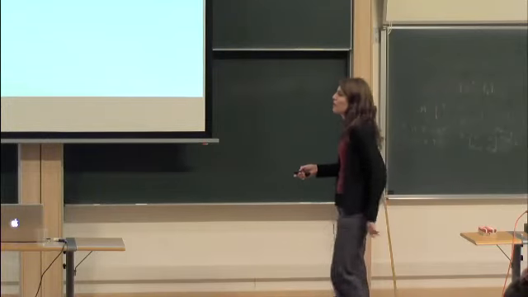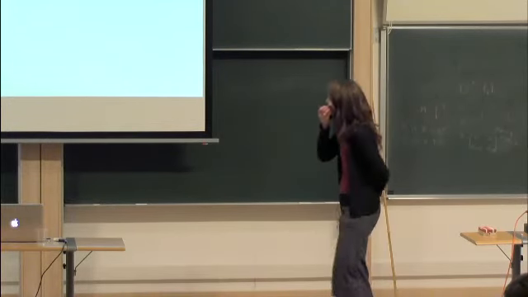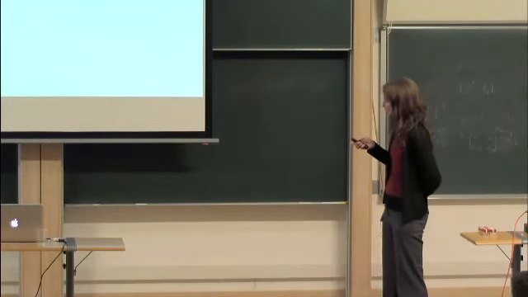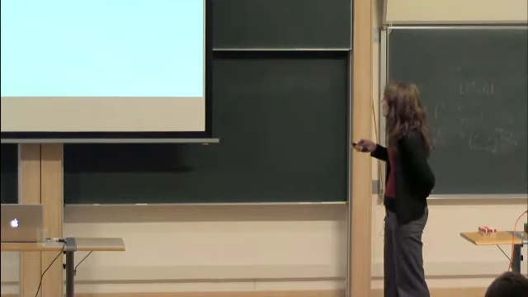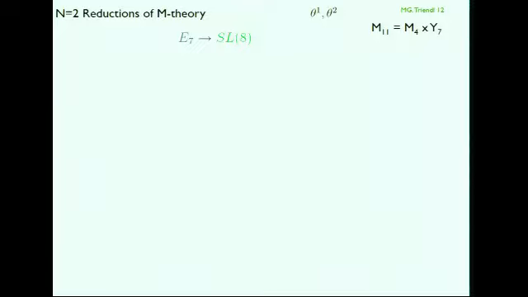Now, if you do N equals 2 reductions of M theory, we have something very similar, but there's something very nice here that I want to show you. Instead of using SL(2,R) times O(6,6), let me use the SL(8) decomposition. Then you will see that there are some nice 8-dimensional structures that appear. This SL(8) acts on some 8-dimensional tangent space that one can think of.